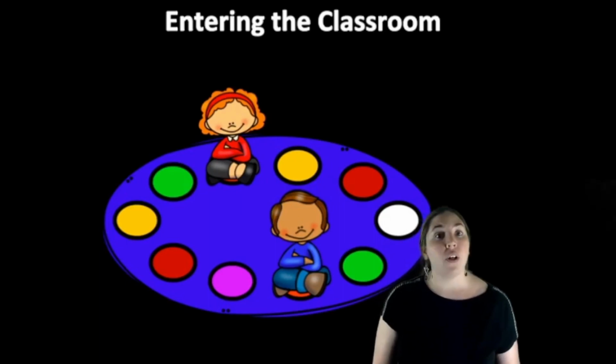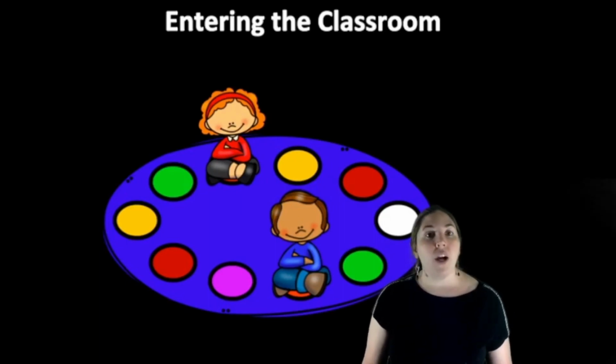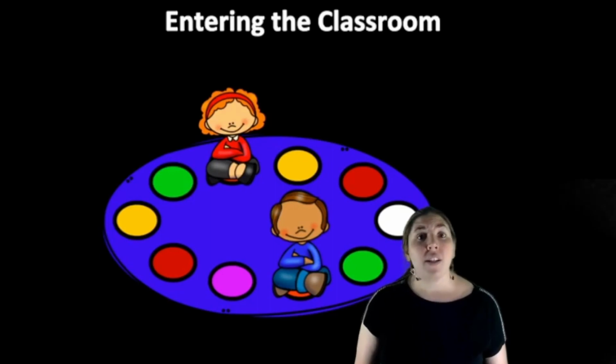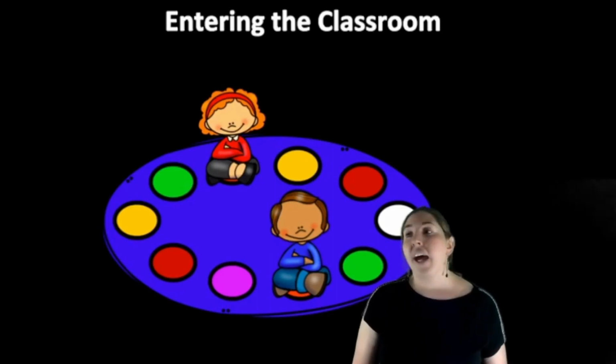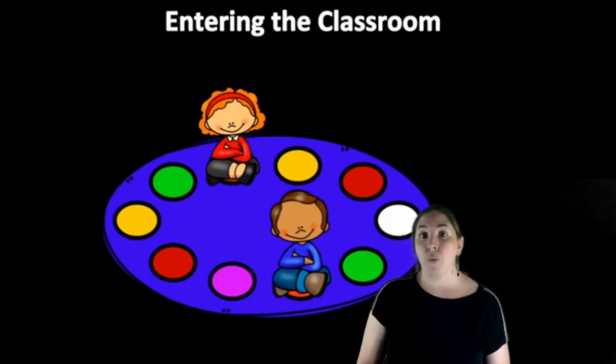So maybe I prefer that kindergarten students are on the rug and maybe that fourth grade students are in their desks. So I'll talk to each teacher about where I want students to be, and then I will ask that teacher where they want the students to be at the end of class.